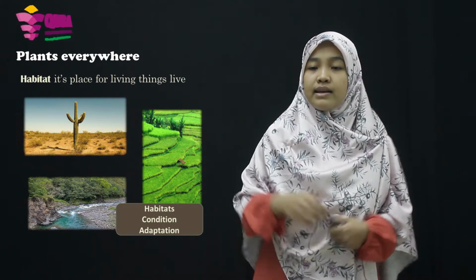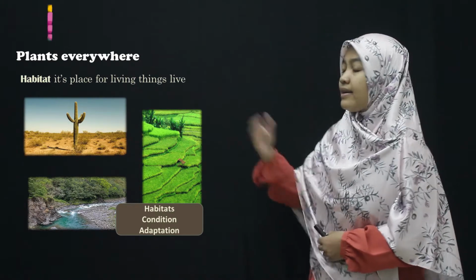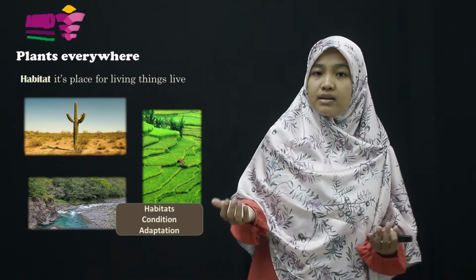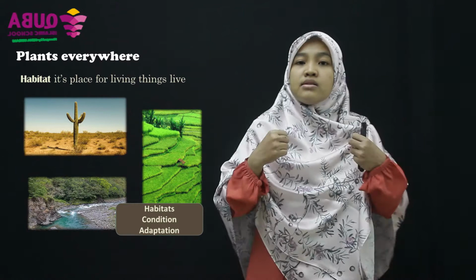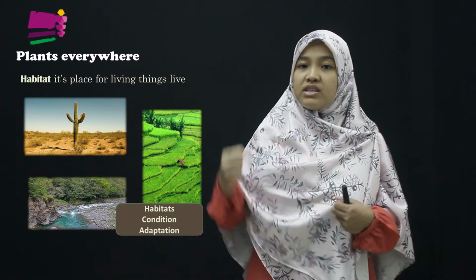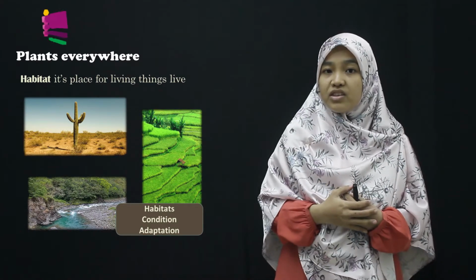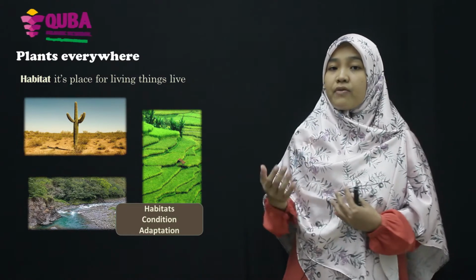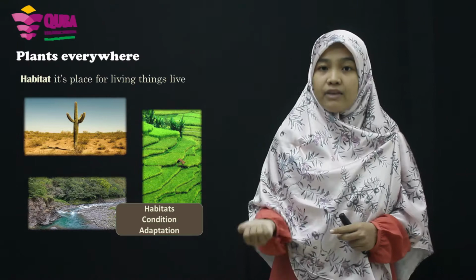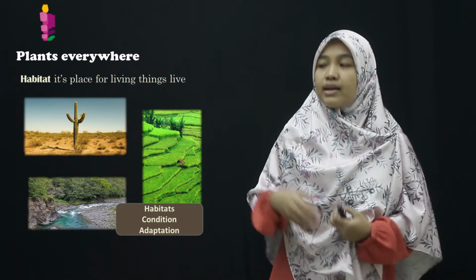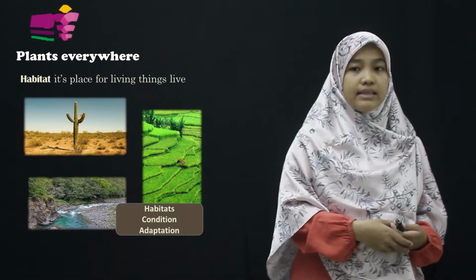For condition, for example, cacti live in the desert. The condition is too hot, so the cacti have to survive in the hot condition. So cacti have to adapt. What is the adaptation of cacti? Cacti modify the leaf into a spike, so the cacti can survive in the desert.